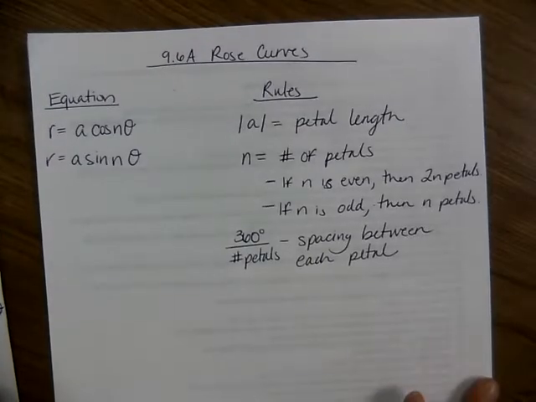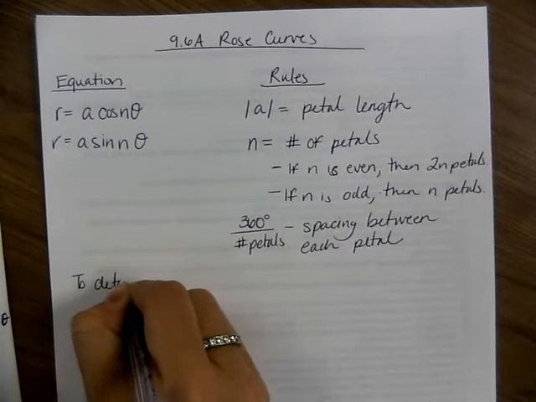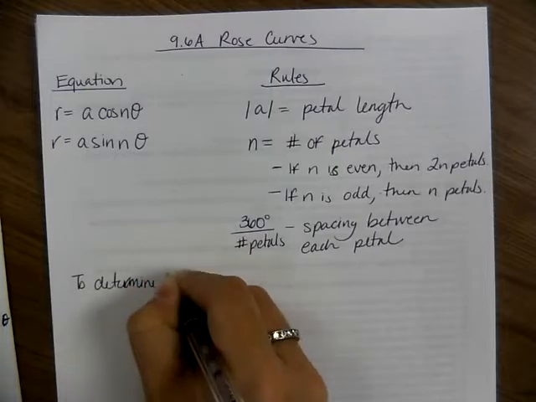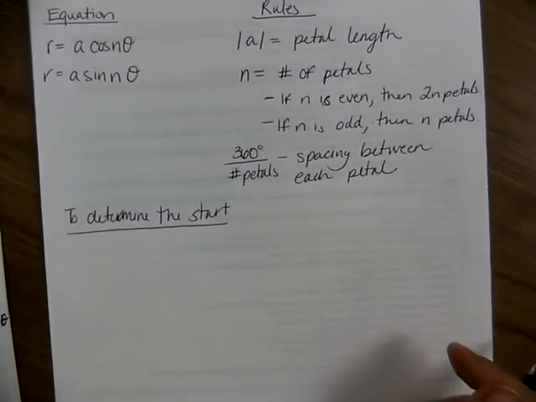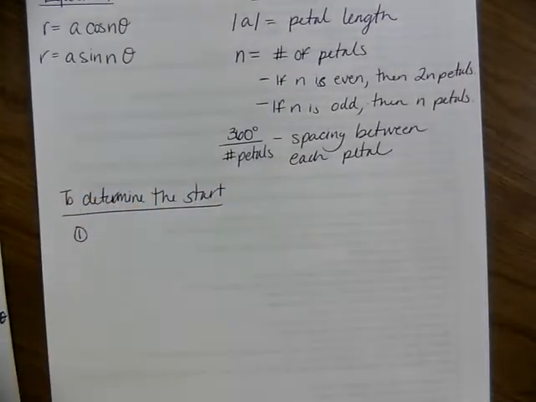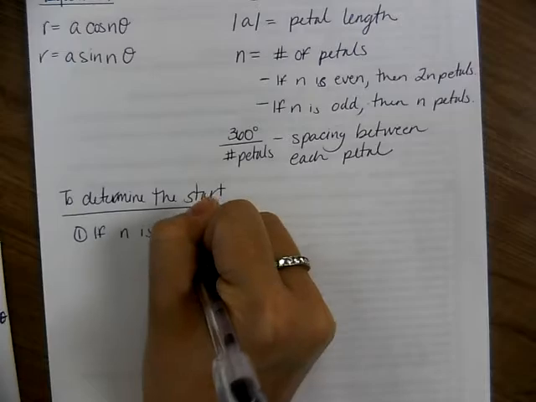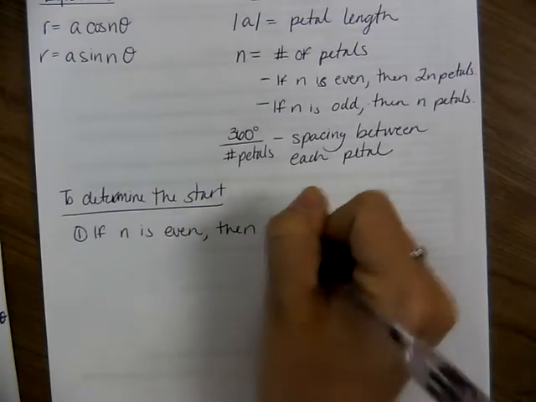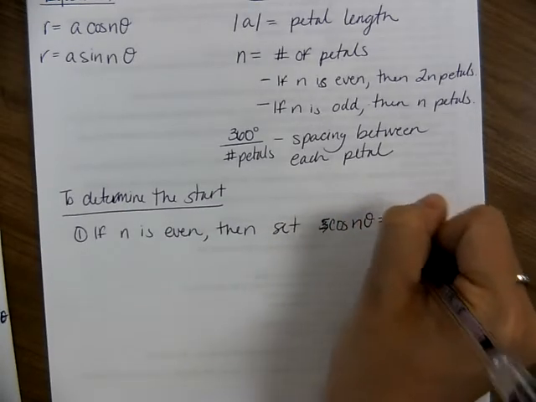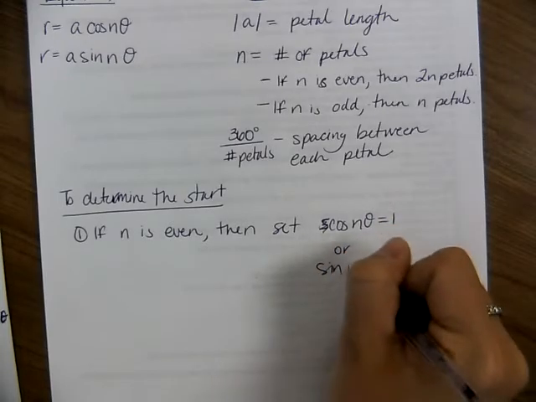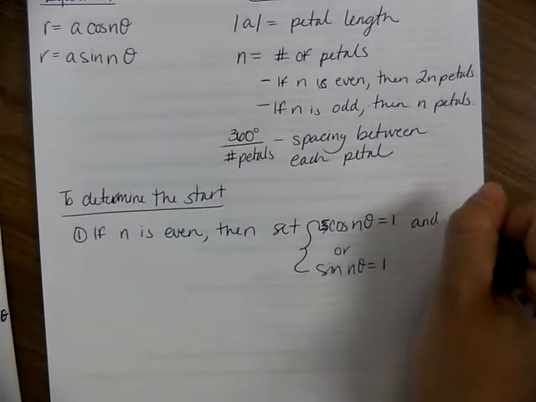Then the next thing you have to do is determine the start. We're going to try to determine where this graph starts, and there's some rules that you have to follow for this. So number 1, if n is even, then you set either cosine of n theta equal to 1, or the sine of n theta equal to 1, depending whether you've been given cosine or sine for your equation. And then you find theta.